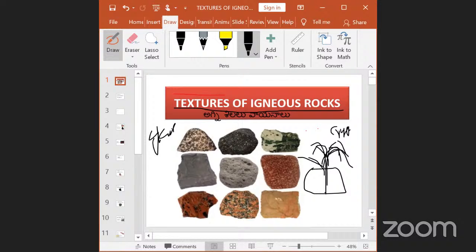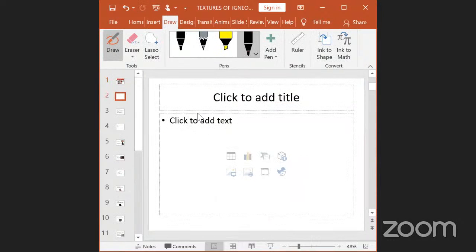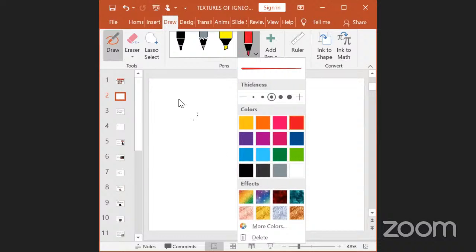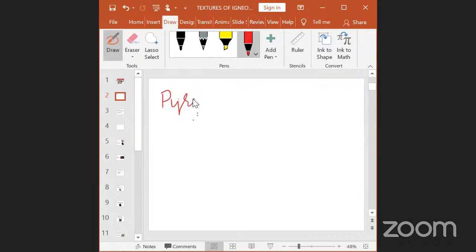So what is the mineral composition? Minerals formed from magmas are called pyrogenetic minerals. What are pyrogenetic minerals? Minerals formed from magmas.